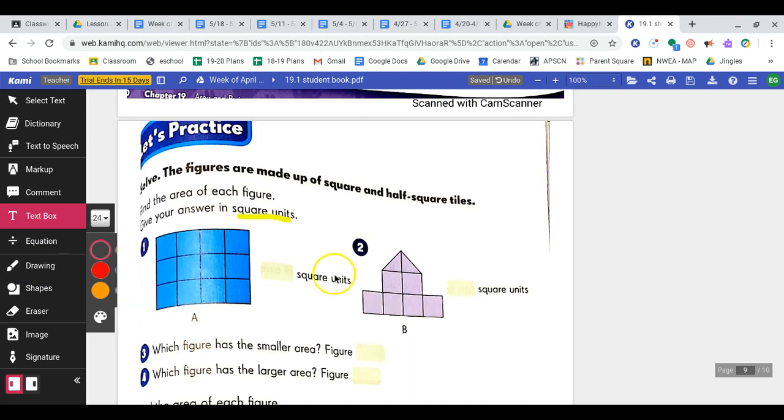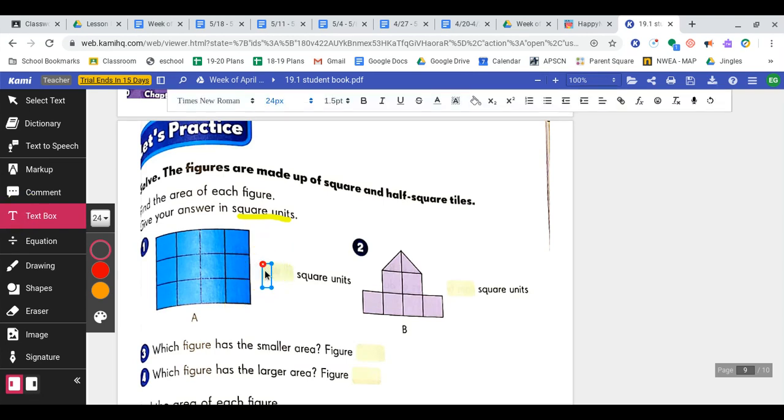So this has all right angles, 3 equal groups, so we can just multiply for this. 1, 2, 3, 4 times 1, 2, 3. 4 times 3 is 12. So the area of figure A is 12 square units.